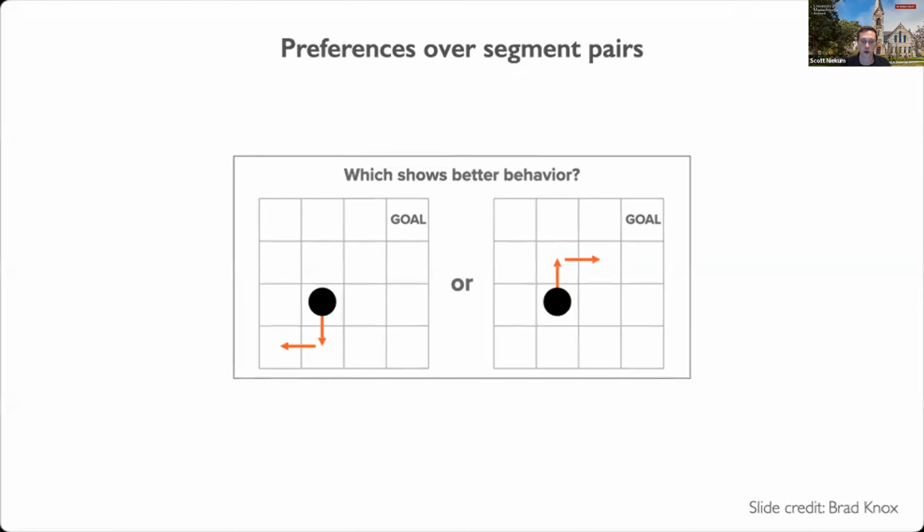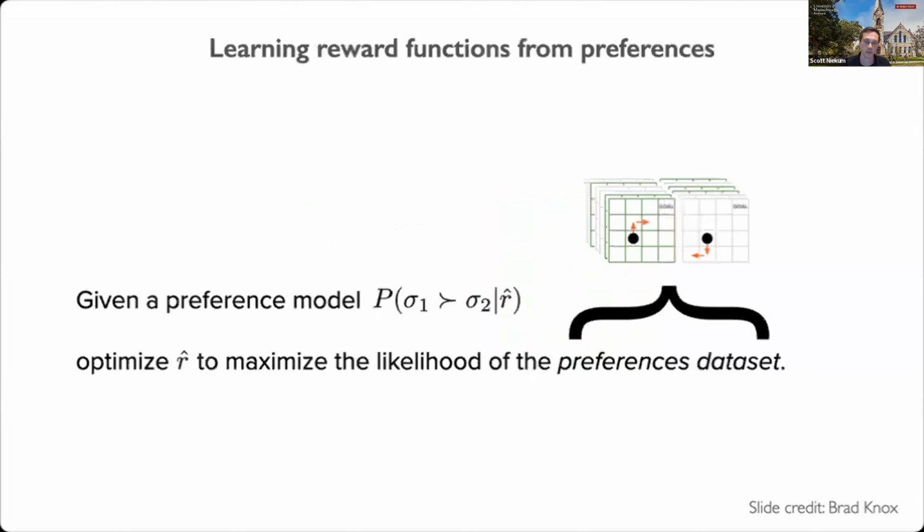And then you just show a person two examples of trajectories, or trajectory snippets, or outcomes. And you just say, which of these do you prefer? If the task is a really simple grid world where you just want the agent to get to the goal, and you ask, which of these do you prefer? You would imagine most people would say the one on the right, where the agent is actually going toward the goal instead of away from it.